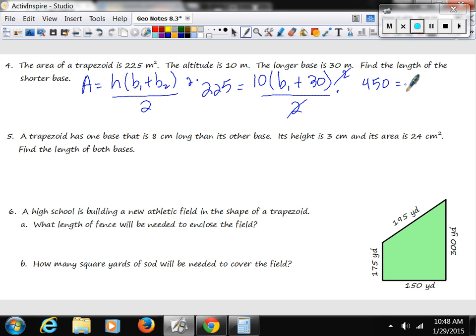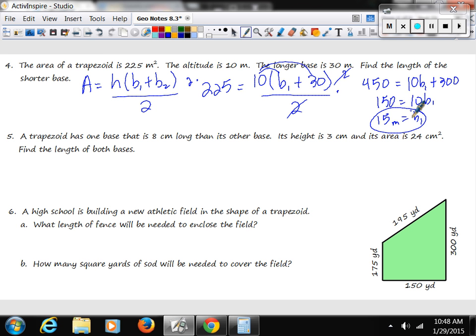I would then distribute next. So I would have 10B1 plus 300. When you subtract 300, you're going to get 150 here. 450 minus 300 is 150. What do you get when you divide both sides by 10? You're going to get 15. And that's going to be 15 meters is your smaller base. You could always solve for one piece, as long as you have all the rest of them. You've got all the rest of the pieces, you can find one.